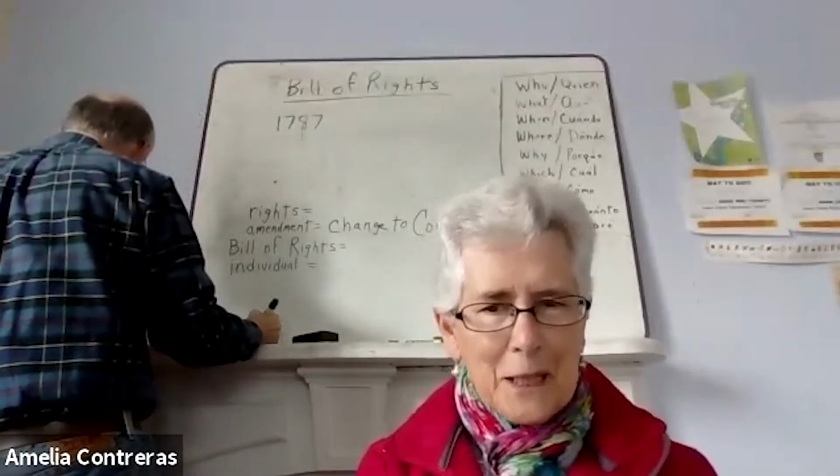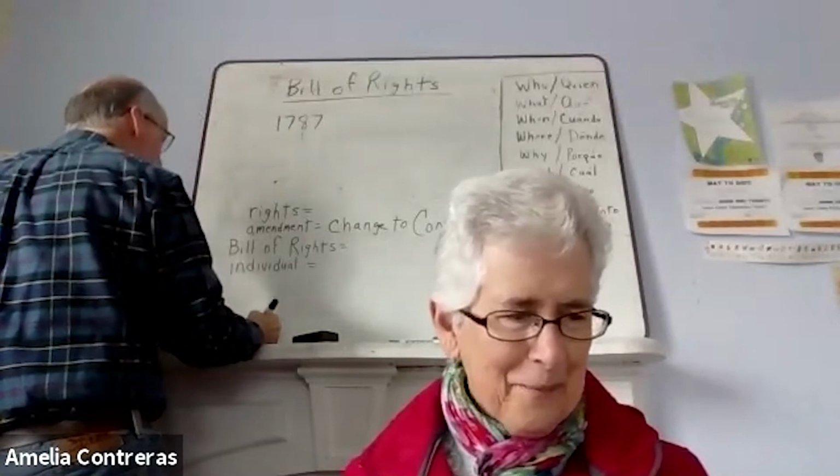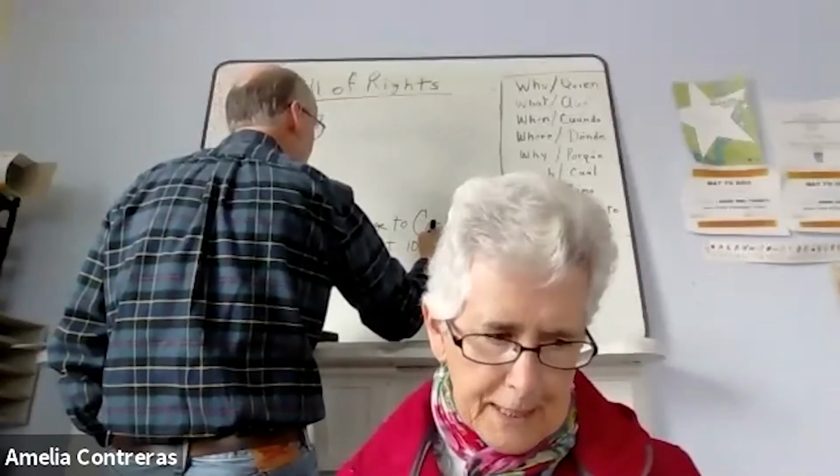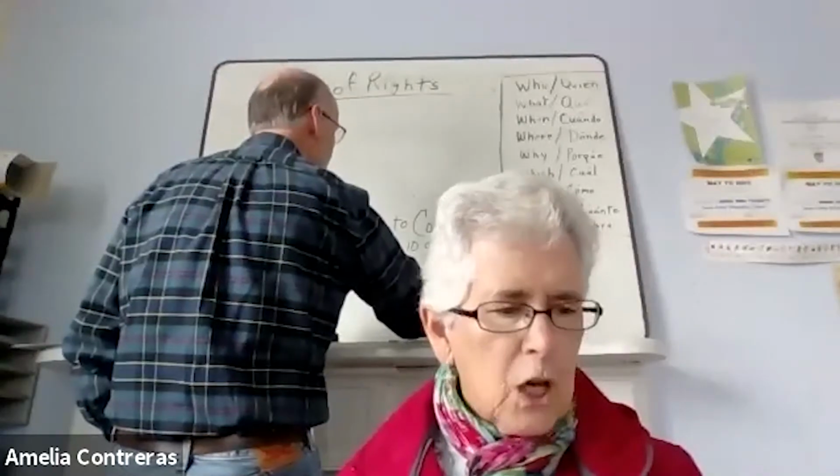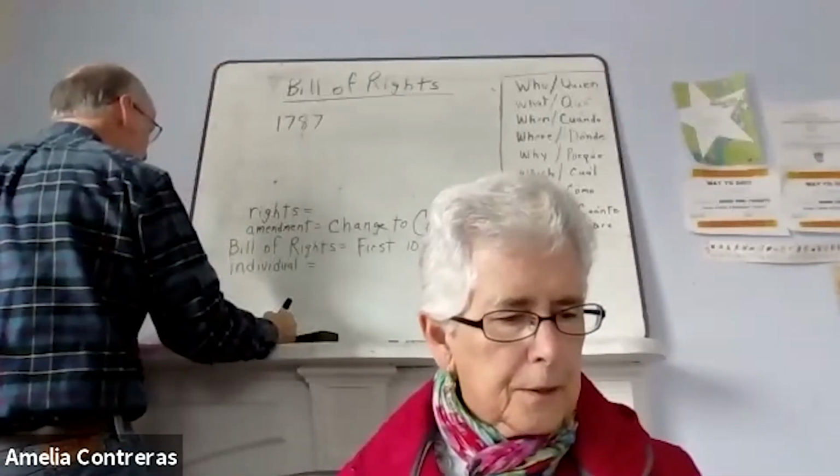Now I'm going to say it, and I want you to repeat it with me, okay? The first 10 amendments to the Constitution are called the Bill of Rights. The Bill of Rights talks about individual rights. Over the years, more amendments were added. Now the Constitution has 27 amendments.